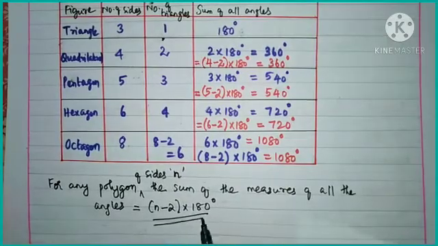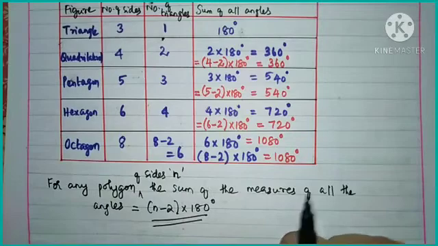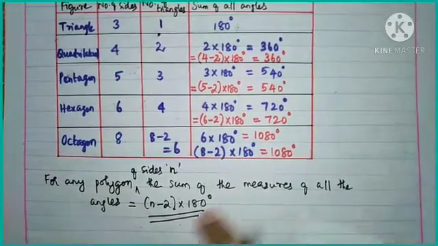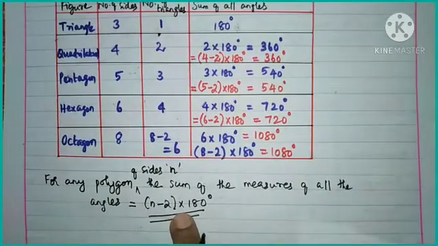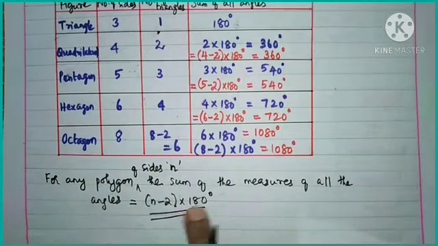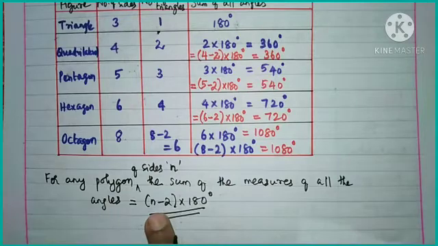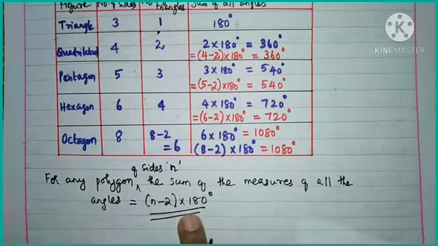Understand? So this is like a formula. Okay, this is the formula. This is the result for finding the sum of the measures of the angles of any polygon of n sides. Okay, let us check this.